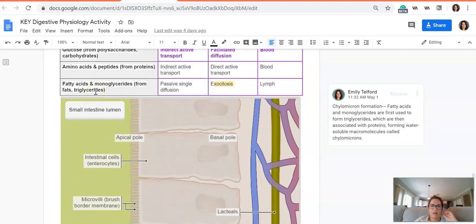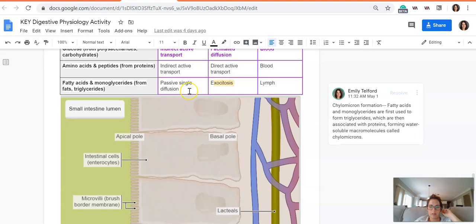And then fatty acids and monoglycerides, which come from fats and triglycerides, use passive simple diffusion. They pass freely from high to low concentration, no energy required, and then leave through a process called exocytosis, where the cell has to use energy to form a little vacuole around the fatty acids and monoglycerides. And then that little vesicle binds with the surface of the cell and releases the components into the lymph.